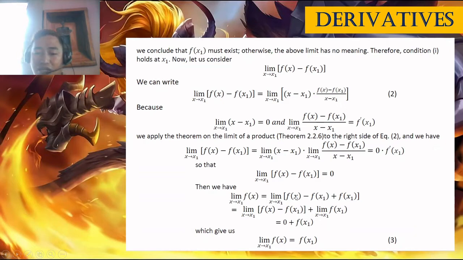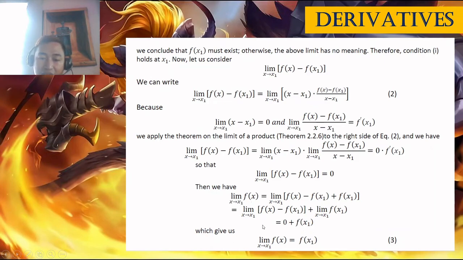Next, we group the terms. We take the limit of this group, then the limit of the other group. The limit of the first is 0, which we already solved. Then the limit of f of x sub 1 as x approaches x sub 1 is still f of x sub 1, since there is no x to substitute, only x sub 1. So 0 plus f of x sub 1 is f of x sub 1.